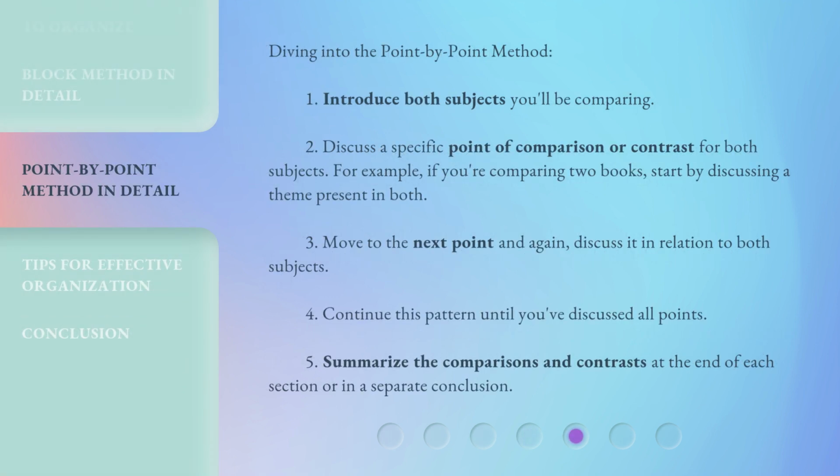Diving into the point-by-point method. 1. Introduce both subjects you'll be comparing. 2. Discuss a specific point of comparison or contrast for both subjects. For example, if you're comparing two books, start by discussing a theme present in both. 3. Move to the next point and again, discuss it in relation to both subjects. 4. Continue this pattern until you've discussed all points. 5. Summarize the comparisons and contrasts at the end of each section or in a separate conclusion.